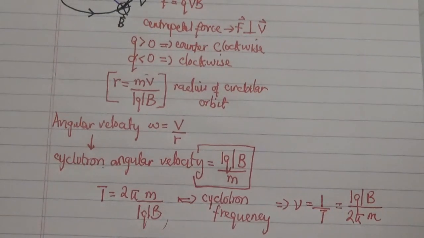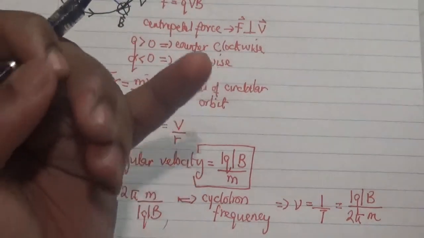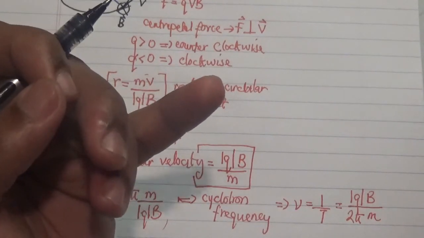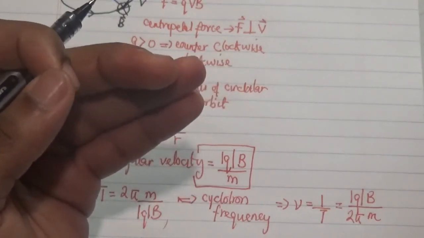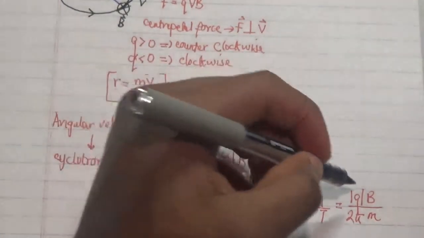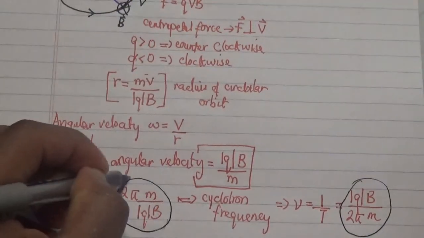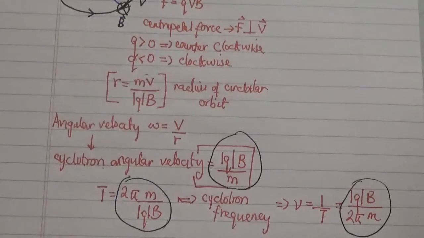Now that's about it for this video. Take note that the cyclotron angular velocity and the period don't depend on the velocity, and to some extent the radius, as we see over here and over here.